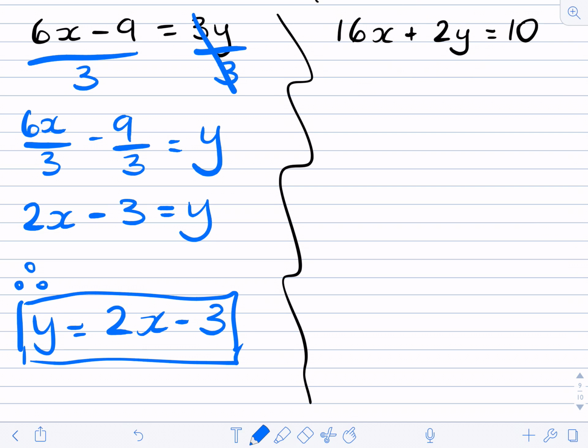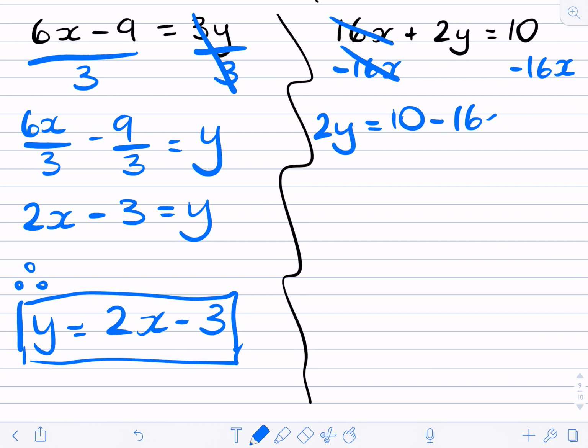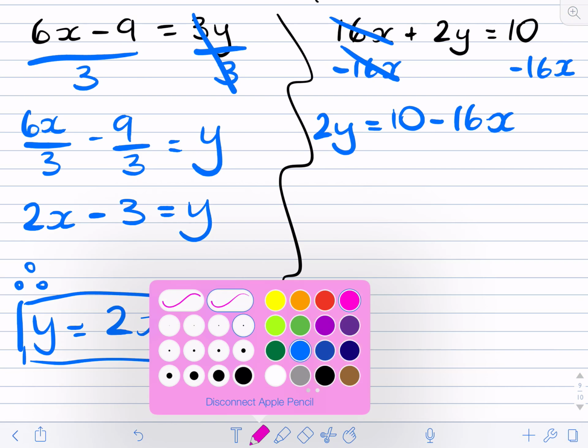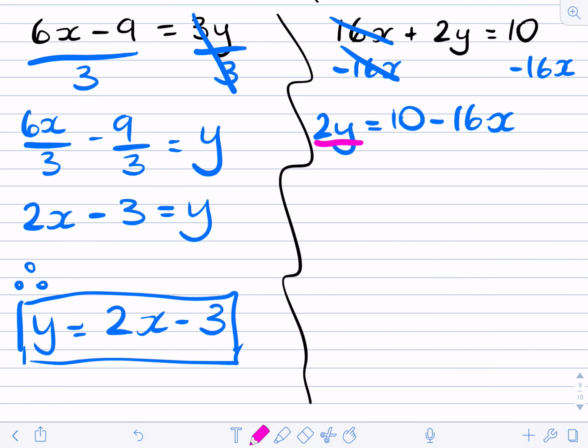Now that's plus 16x, so the opposite of plus 16x is minus 16x. Whatever I do on one side, I must do on the other. That cancels these out. I'm left with 2y equals 10 minus 16x. Now I still have the 2 there with the y, 2 times y. So the opposite of 2 times y is divide both sides by 2.